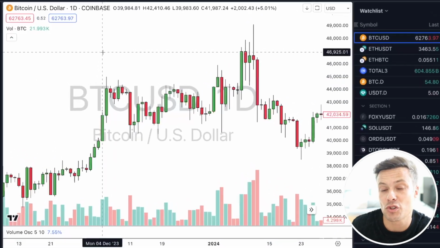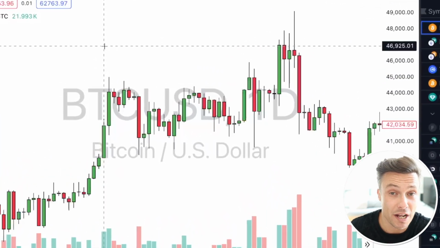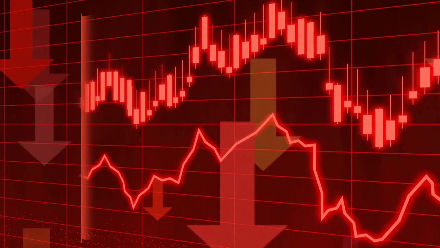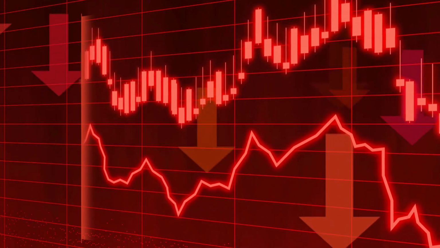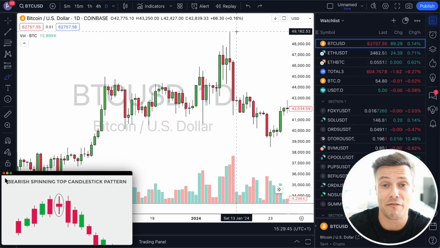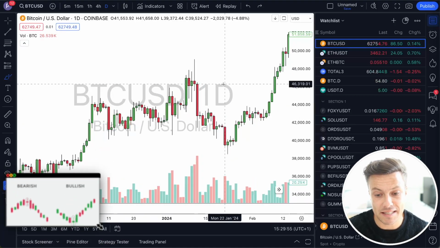Therefore, if ever you're seeing these large wicks towards the upside, you should be very careful because there's a very good chance that the next day you might see a pullback in the other direction. These candlesticks can be called reversal hammers, spinning tops, or whatever you want to call them. These candlesticks exist in both directions.